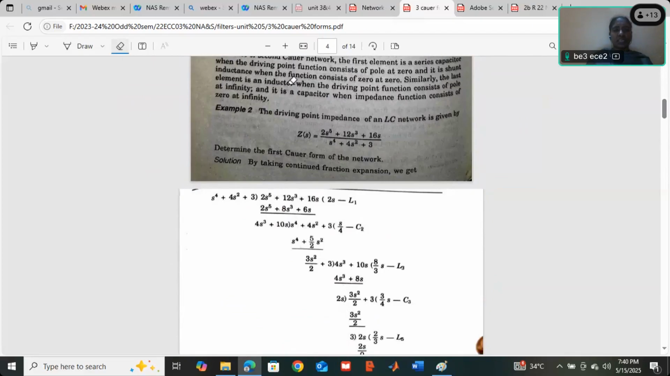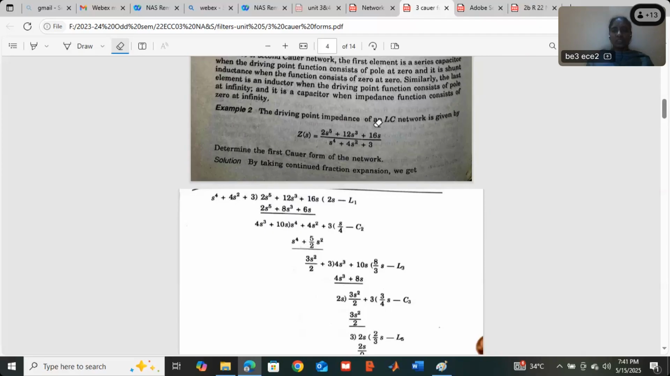Okay, you can see here, the numerator is taken as the dividend, 2s power 5 plus 12s cube plus 16s, and the denominator, s power 4 plus 4s square plus 3, is taken as the divisor. Slowly, step by step, you have to do the division. What is the quotient coming up? That will be alternatively LC, LC, LC like that, and you have to put them in the diagram.